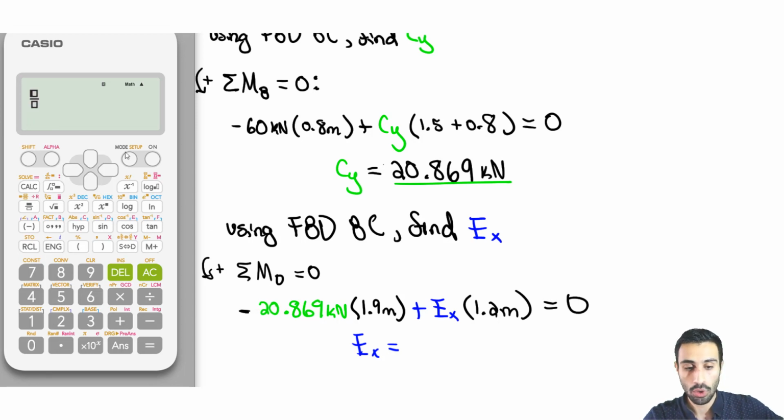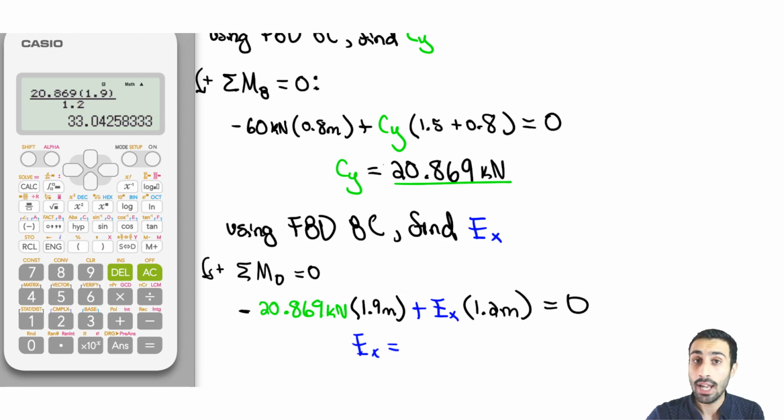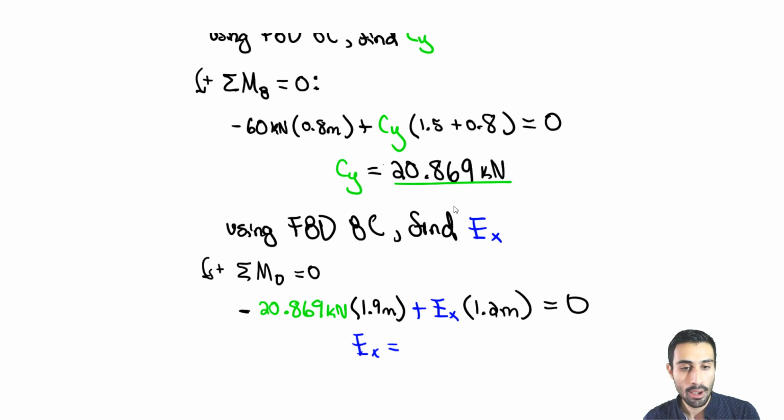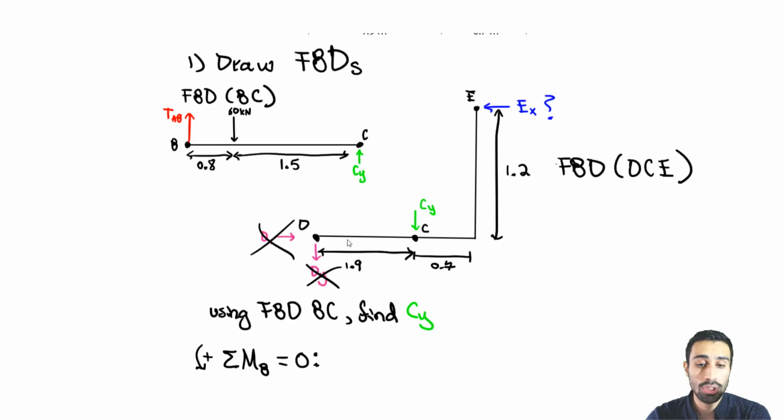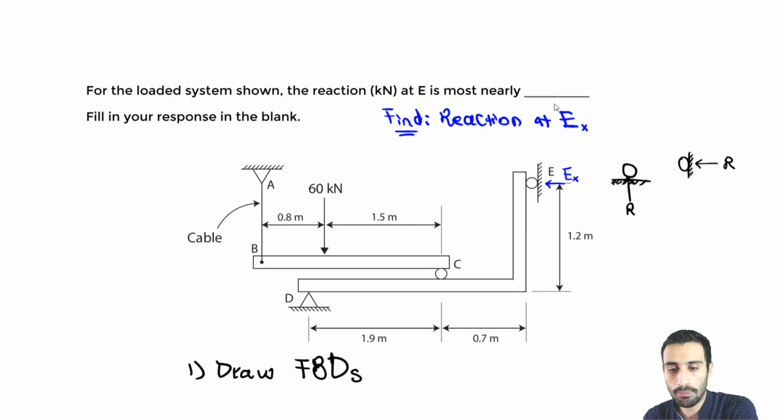Definitely. Absolutely. So we know we will take the 20.869 times the 1.9. Again, I move this to the right side of the equal sign, becomes positive. Then I divide by 1.2 to get EX. So divide by 1.2. Then we get about 33.04. That will be our answer, 33.04 kilonewtons. So you can just put that in the blank. You can put on the FE 33.04 and move on.